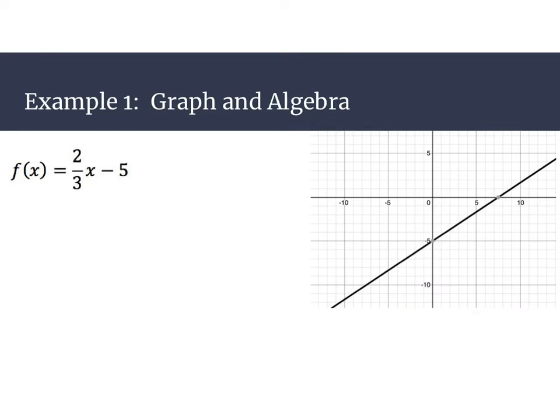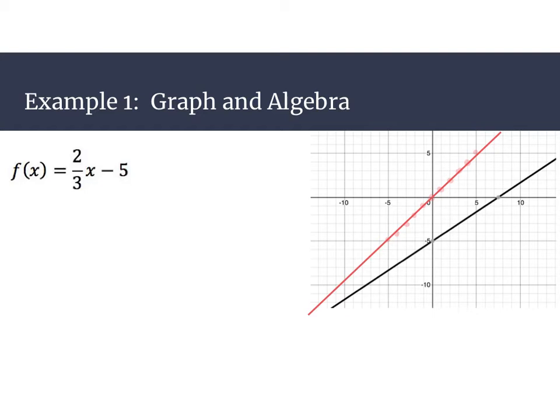I'd like to go through some examples of how to find the inverse and how this graph would look when we graph the inverse. As we mentioned on the previous slide, all of our inverses will be a reflection over that line y equals x, which again runs through the origin, has a slope of 1. So let's start by graphing this function and looking at the algebra.